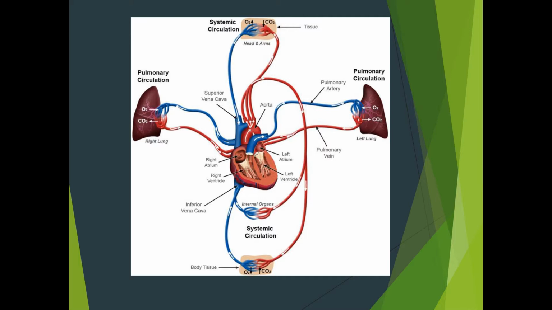Okay, so as far as oxygenation of the blood is concerned, the right side of the heart is deoxygenated, and the left side of the heart is oxygenated. So right atrium, tricuspid valve, right ventricle is deoxygenated, and then left atrium, mitral valve, and left ventricle are oxygenated. Okay, so we did all of that.